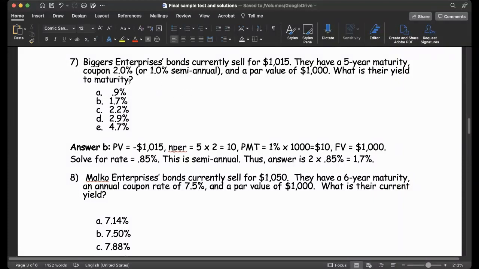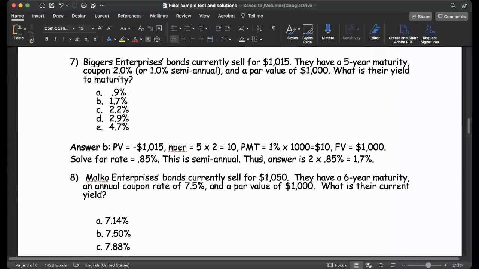Okay, so we're looking for bond yield to maturity. We know the bond price, we know the years to maturity, we know the coupon rate, par value. So the present value should be the bond price we're paying today, which is negative 1015, cash outflow for us, negative sign. And N should be number of half years. Okay, this is a semi-annual bond. So we use 5-year multiplied by 2, 10 half years.